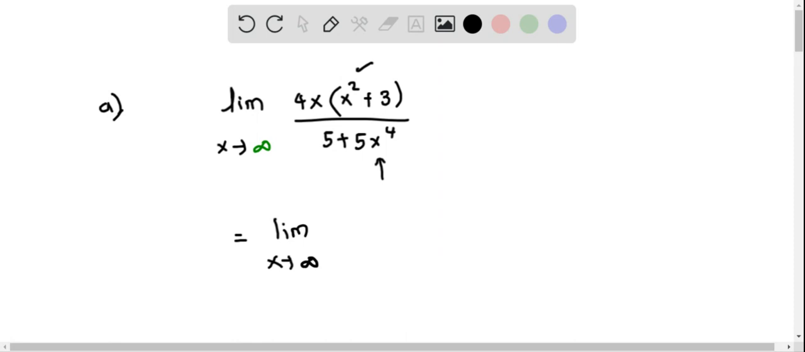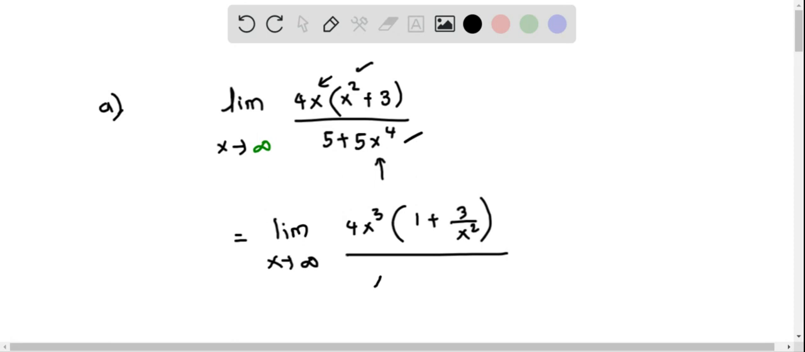And if I factor x squared, this x squared will get multiplied with x and this becomes x cubed. So it is 4x cubed. And then x squared divided by x squared is 1 plus 3 divided by x squared is 3 by x squared. Now I factor x to the power 4 from the denominator polynomial. So when I do that, I get x to the power 4 times 5x to the power 4 divided by x to the power 4 is 5 plus 5 divided by x to the power 4 is 5 by x to the power 4.